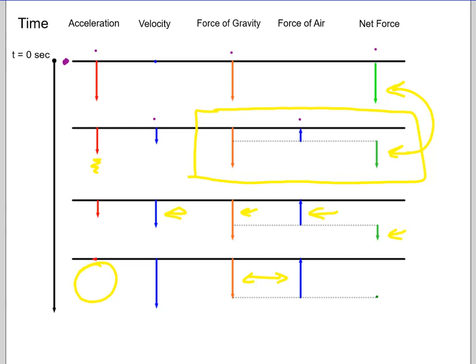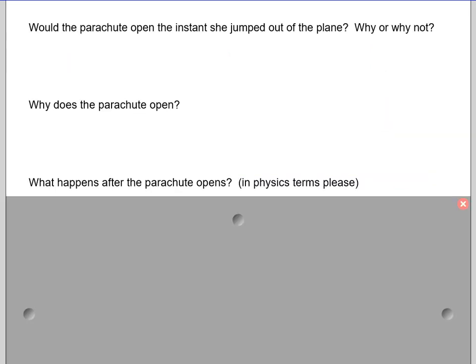So would the parachute open the instant she jumped out of the plane? Why or why not? Well, if you've ever just stood in your bedroom and thrown a sheet up and tried to make a parachute out of it, you'll notice nothing happens. It just collapses and lands on your head. For a parachute to open, it needs to have moving air passing into it. It needs to have that air resistance to inflate the parachute.